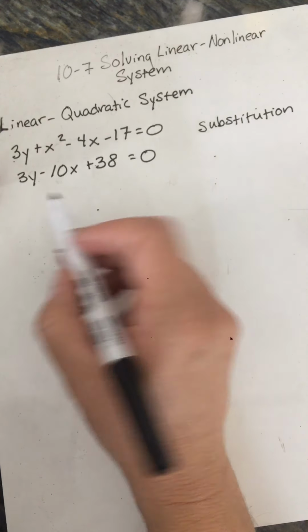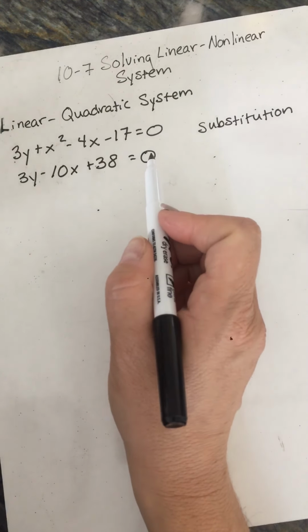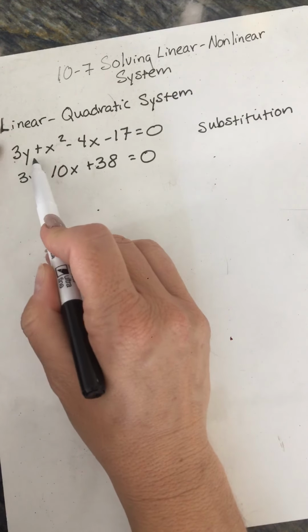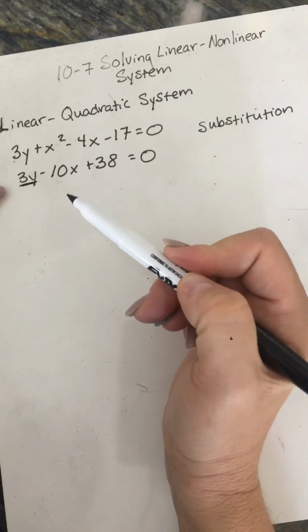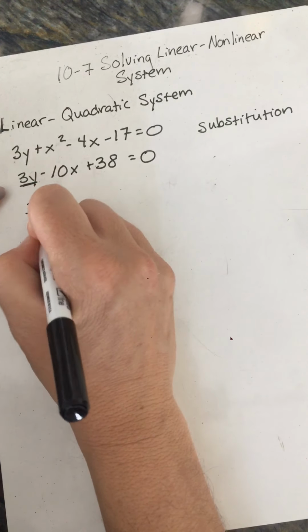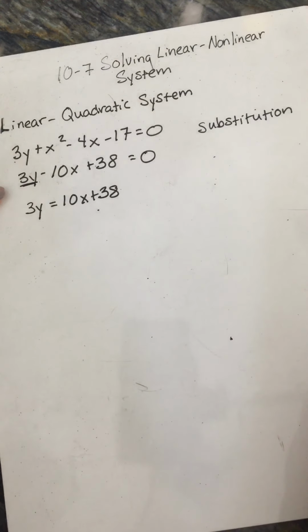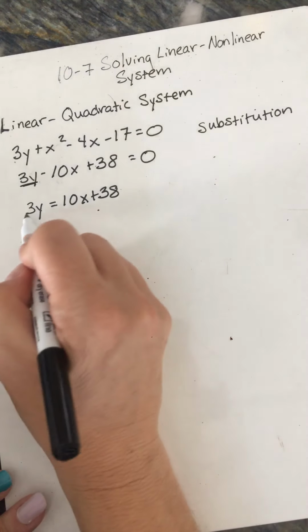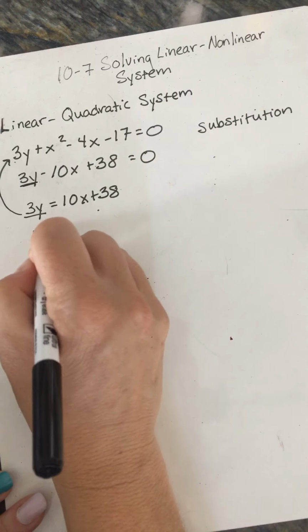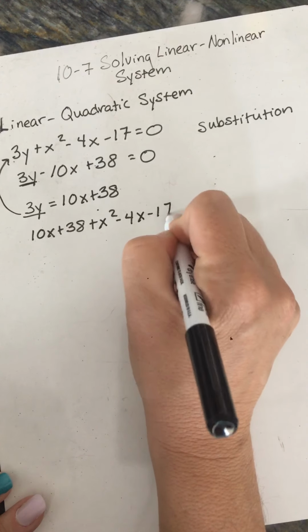Look at your linear equation, and solve for one of the variables. Now I'm looking at this, I want to work smarter, not harder. When you look at the quadratic, notice that they both have a 3y. So I'm going to isolate this 3y and use that as my substitution. In this linear equation, 3y equals 10x plus 38. So when I've solved for 3y, I can substitute that in for this 3y up here. So 10x plus 38 plus x squared minus 4x minus 17 equals 0.